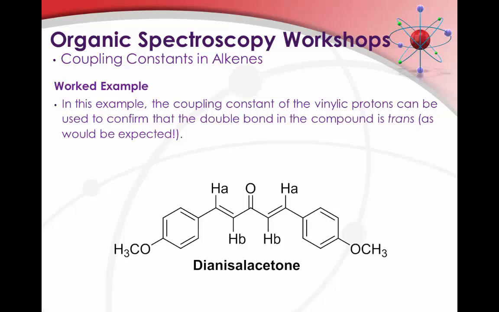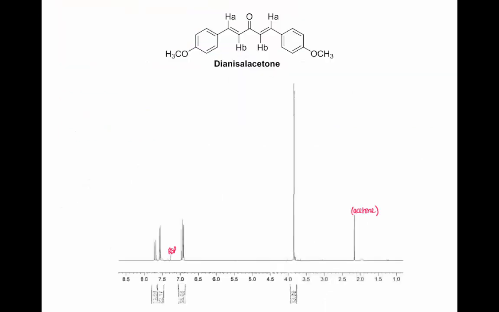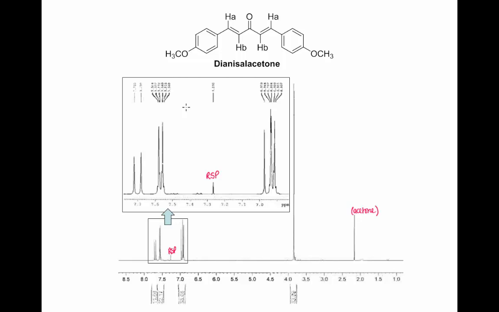In this example, we'll analyse the proton NMR spectrum of the aldol condensation product dianisal acetone, using coupling constant data to determine whether geometry around the double bond is cis or trans. Here we see the NMR spectrum for the compound, but let's expand this region to take a closer look. The signal which is furthest downfield is a doublet with a particularly large coupling constant and corresponds to proton A.